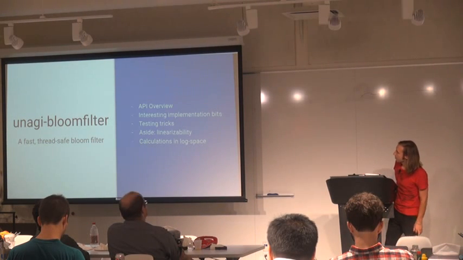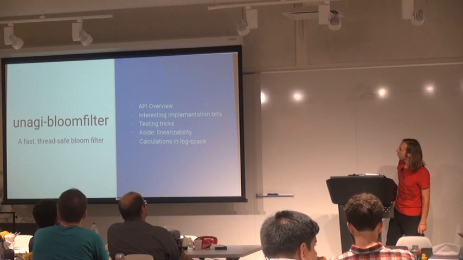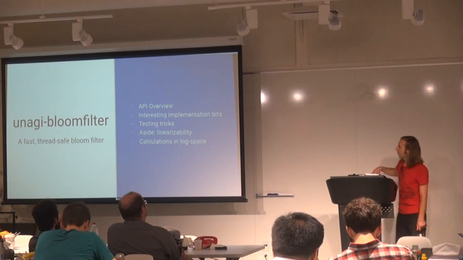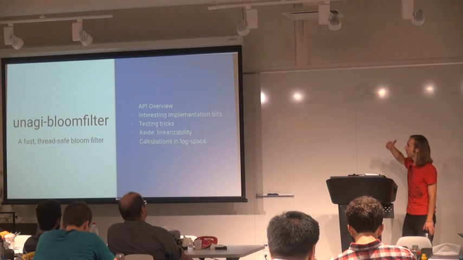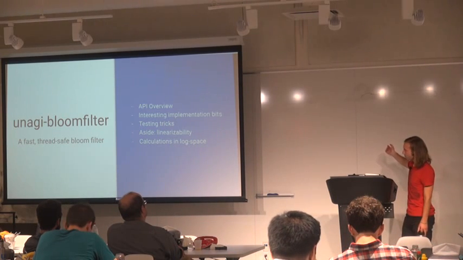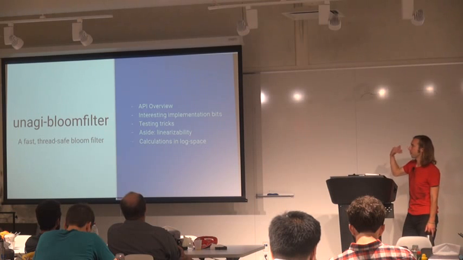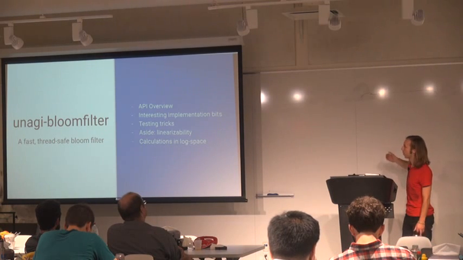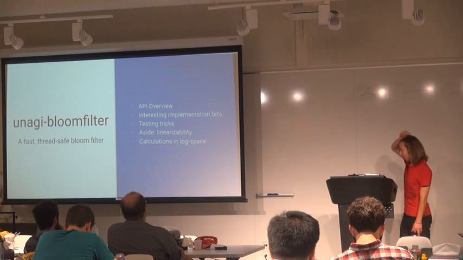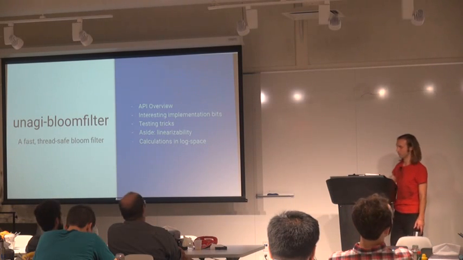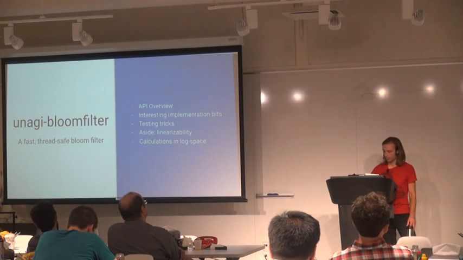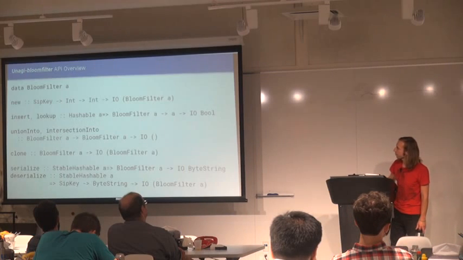Yeah, so I just wanted to go through the library a little bit. I'll give an overview of the API, jump around to different implementation things that are interesting, talk a little bit about testing, and talk about linearizability, which is a concurrency concept that's really useful to know. And then I'll talk about something I learned about implementing equations in code in this project. It's a very mixed set of stuff.